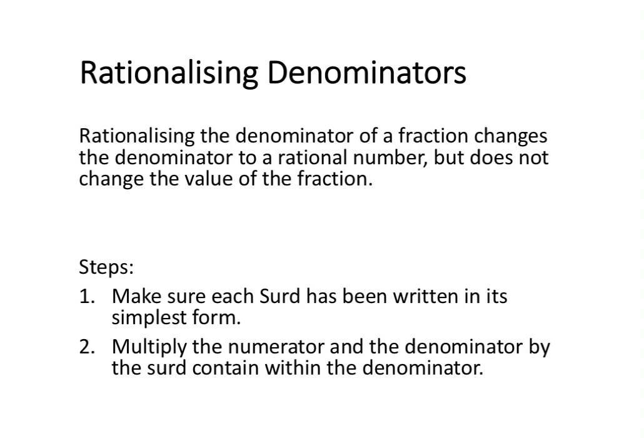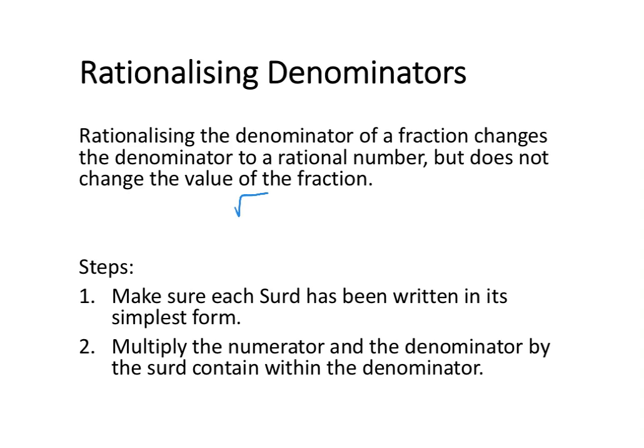The first step is to make sure that each surd has been written in its simplest form. Once it's written in the simplest form, you multiply the numerator and the denominator by the surd that's contained within the denominator.